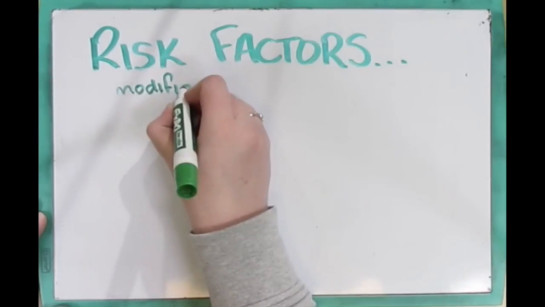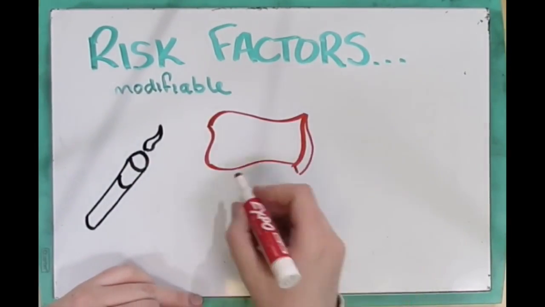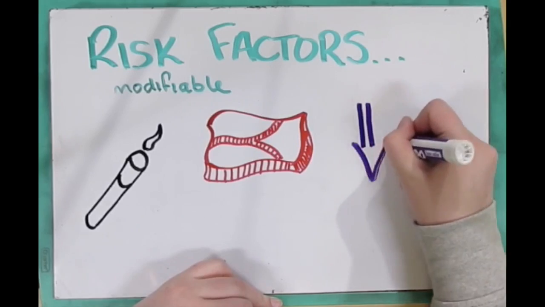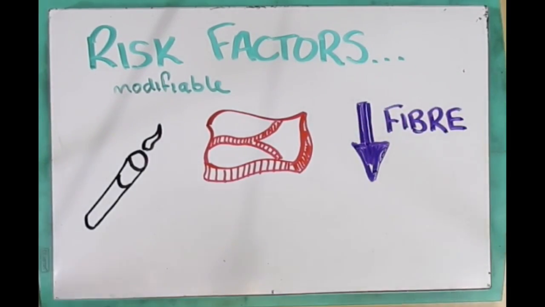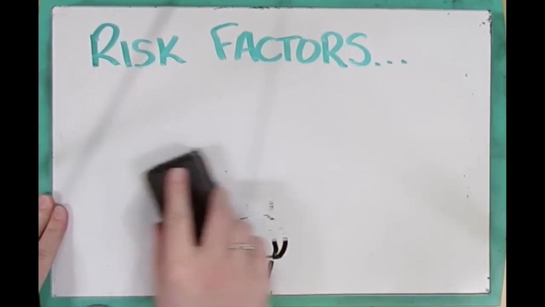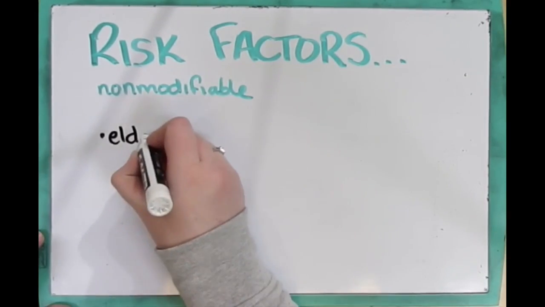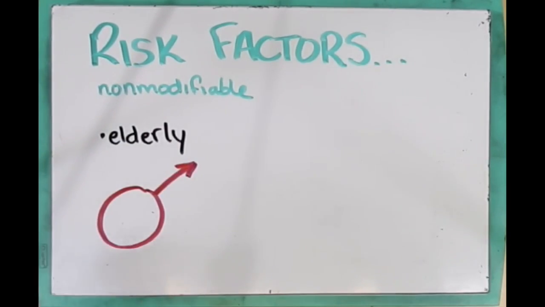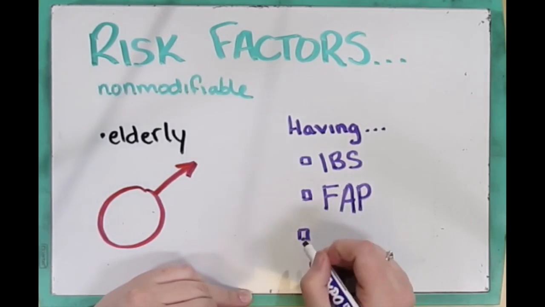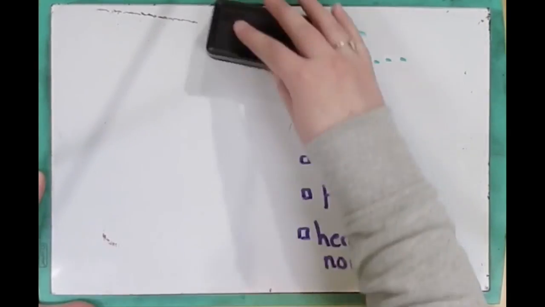There are modifiable and non-modifiable risk factors associated with colorectal cancer. Modifiable risks include smoking, an increased intake of red meats, a lack of fiber, and obesity. Non-modifiable risks include being elderly, male, having IBS, familial adenomatous polyposis, and hereditary non-polyposis.